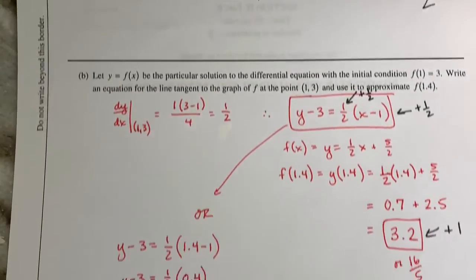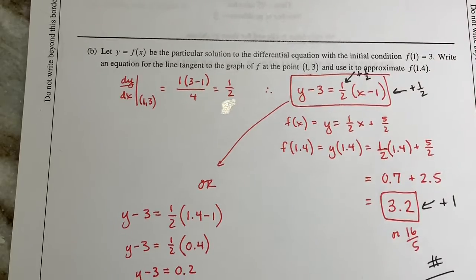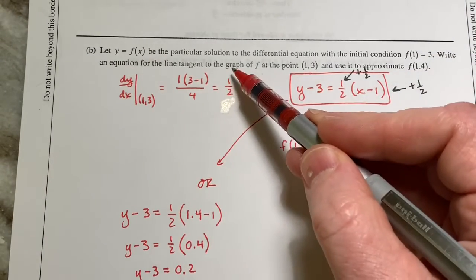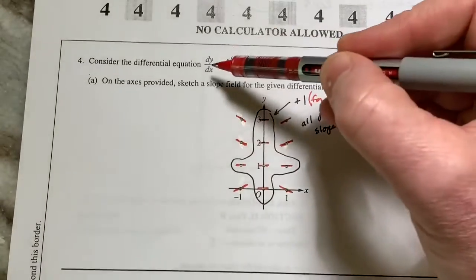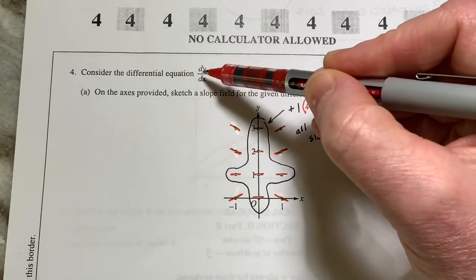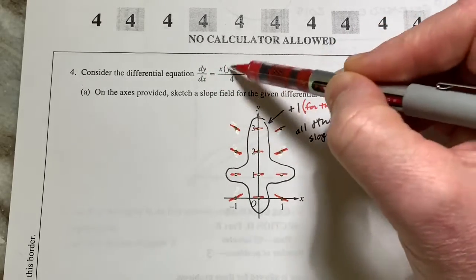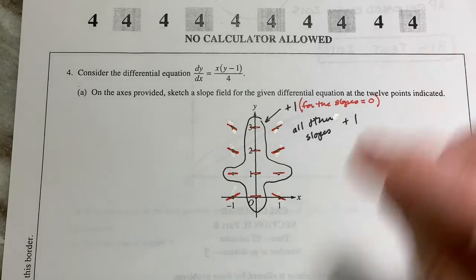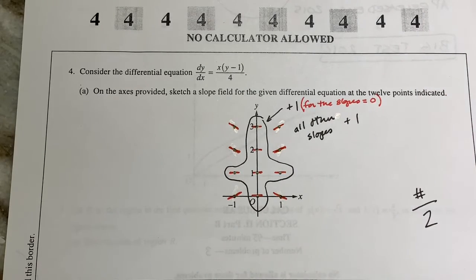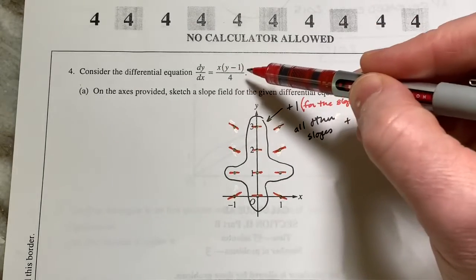All right, part B. It says, let y equal the particular solution. So what they gave me was a dy dx. I want the y, the actual original equation. And to do that, well, I don't want that right here, but it says, but eventually I will on part C.